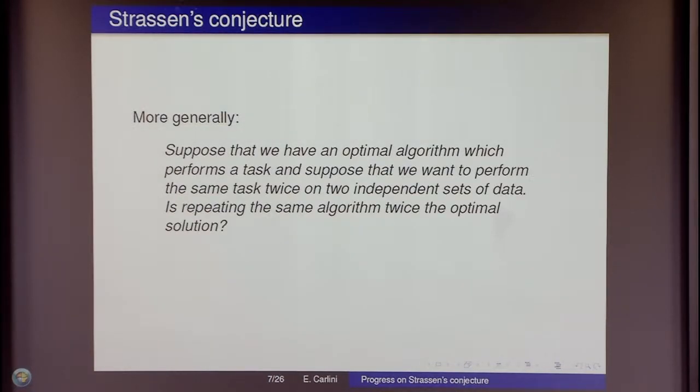And if you want to be more on the philosophical side, we can say, well, you have an algorithm, and this algorithm is optimal in performing a task. You want to perform the task twice, and you ask yourself, is the best way just to apply the same algorithm twice, or is there a way to devise something better? And there is at least one nice example.